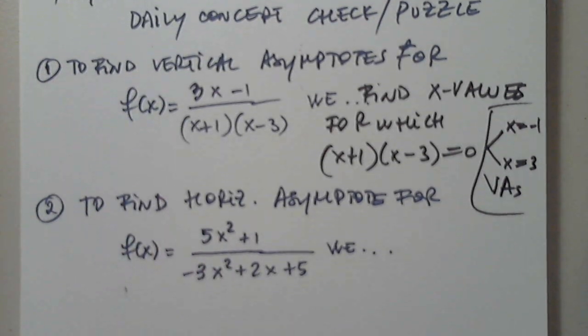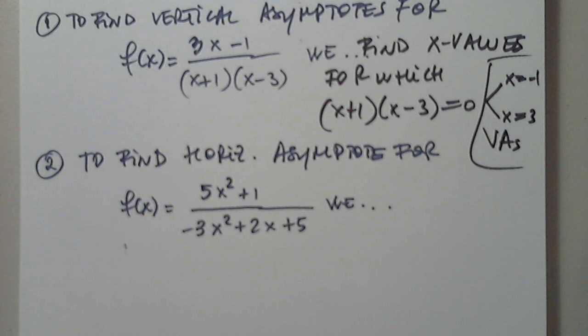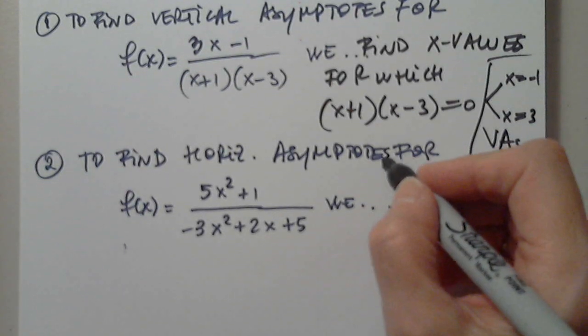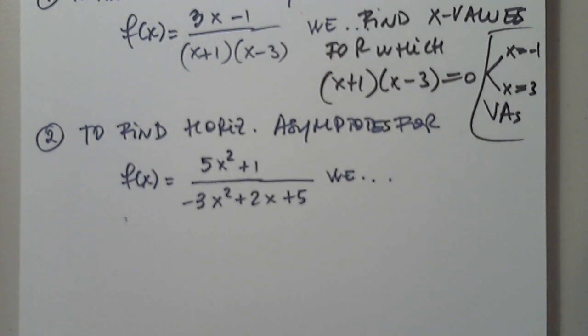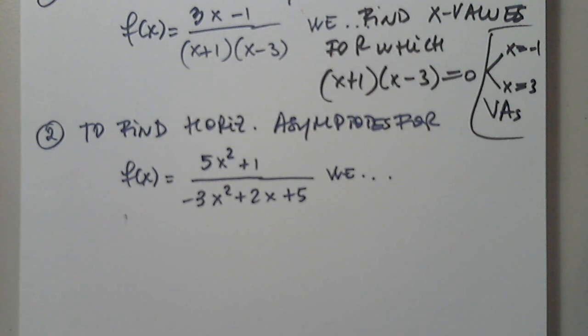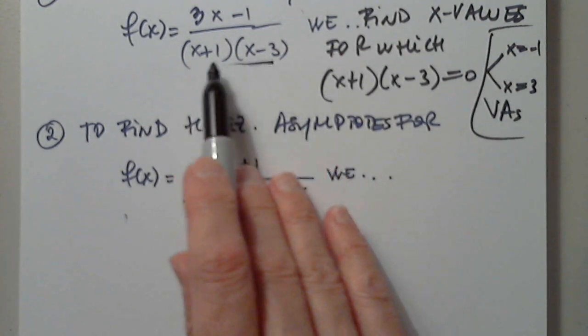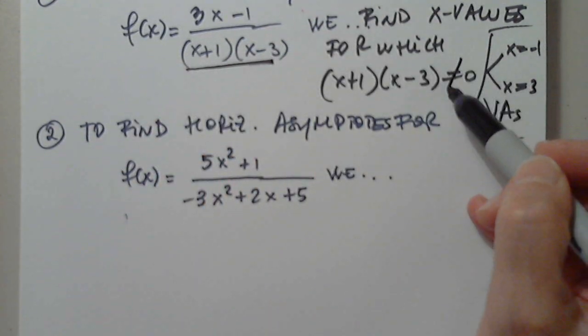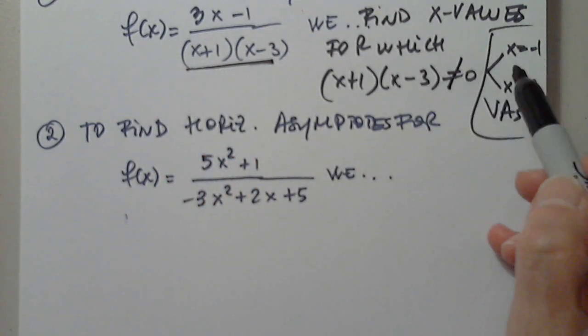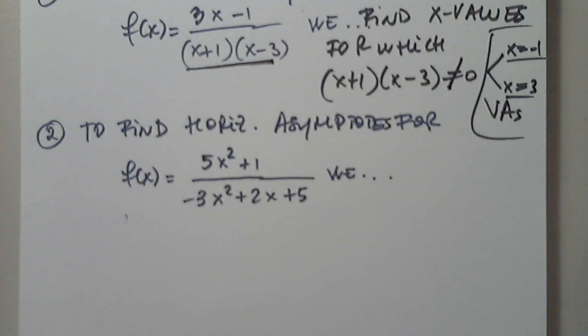Next, to find horizontal asymptote, or asymptotes if you want, for this function, what do we need to do? For vertical, we set the denominator equal to 0. We know that that's not allowed, basically. So that's why these become vertical asymptotes.